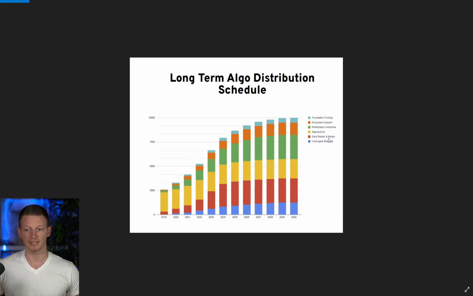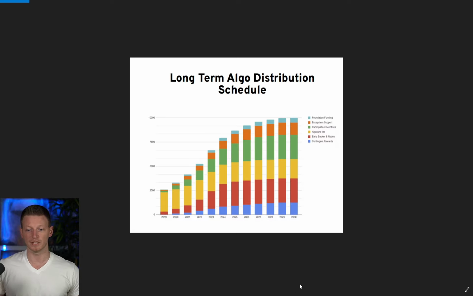So early backers and nodes are getting a massive percent of the increasing supply, as are participation incentives. All of the major contributors to the outgoing supply are in the form of essentially sell pressure, right? So as the supply is increasing, you're getting increasing sell pressure over time because it's going to participation incentives and early backers. And being that there's no lockup period, they're constantly being introduced onto the market.